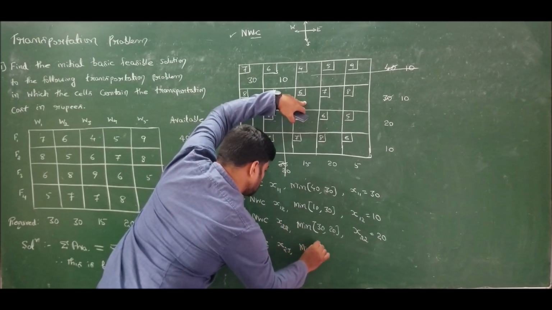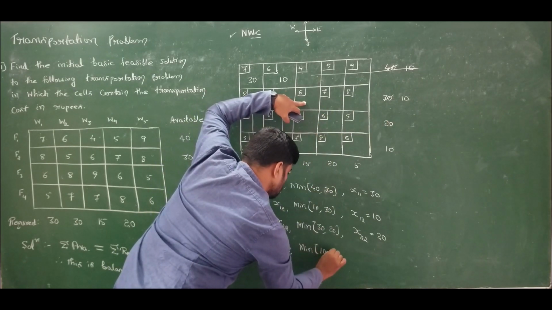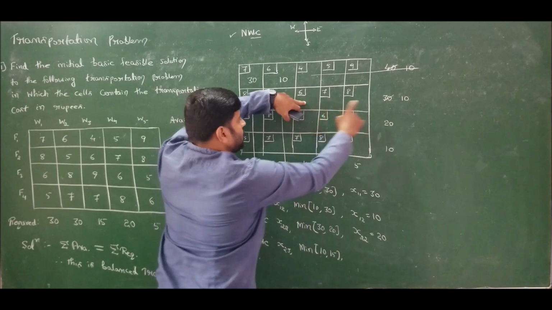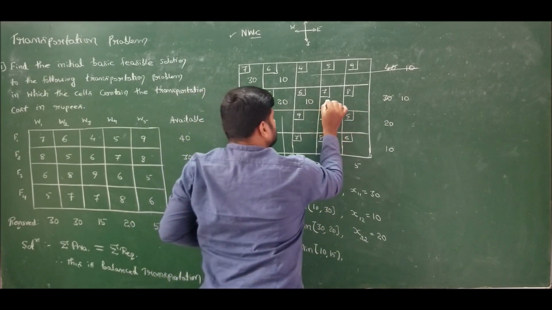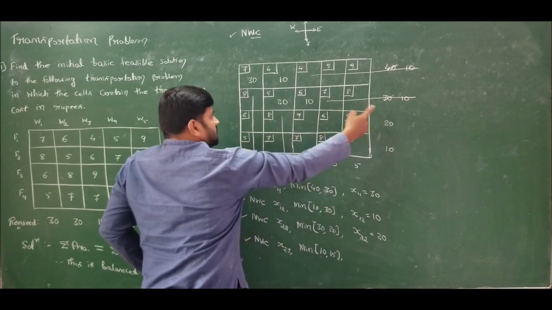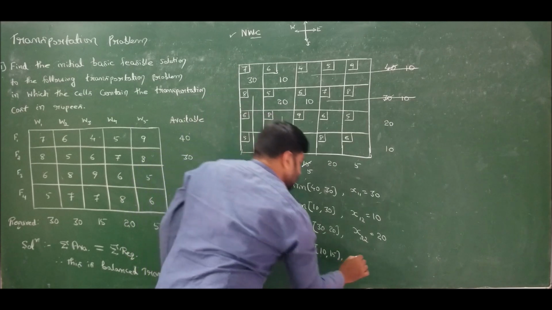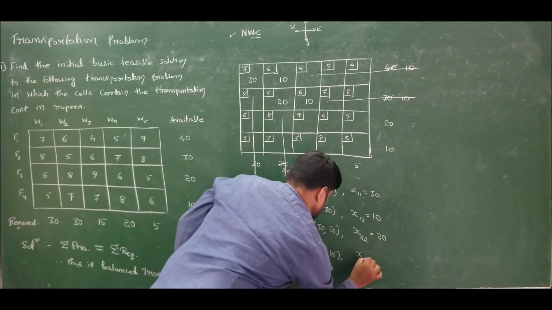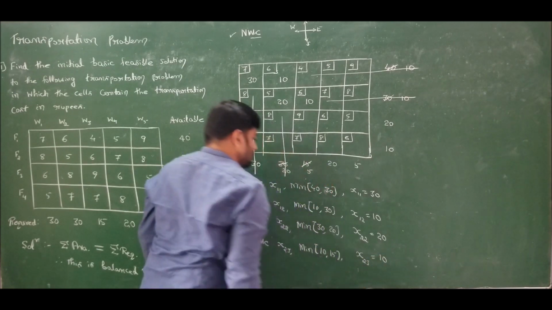So allocate minimum of 10 and 15. Minimum among 10 and 15, 10 is the minimum. I will allocate 10. So this is eliminated. Since I allocated 10, now the remaining is only 5. So x23 is equal to 10.